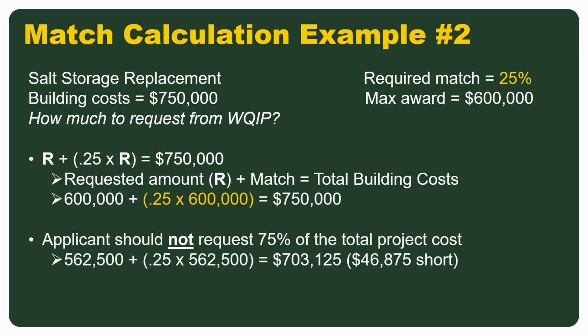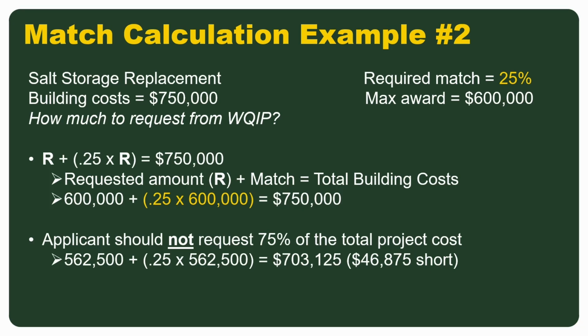A simple algebra equation can be used as noted in the first bullet, where R stands for the requested amount. In the parentheses, we've got the match calculation, match percentage times requested amount. Adding the match value to the requested amount gives you what your building cost would be. It can be as simple as plugging and checking for R, the requested amount, until you reach a suitable value for your project costs. So if we use $600,000 for R, plus the match percentage calculation here, $150,000, we get $750,000, the total building costs.